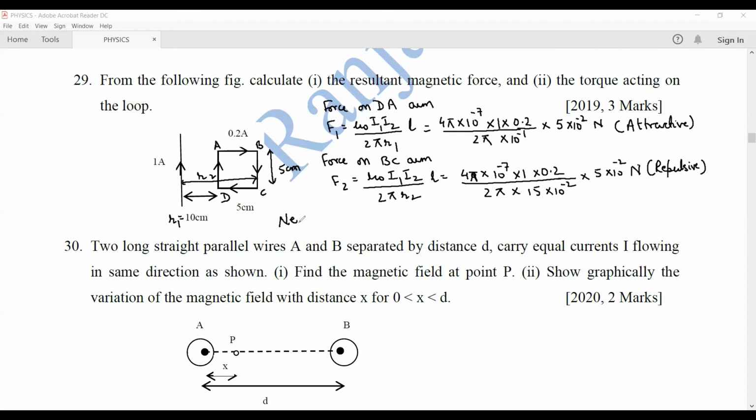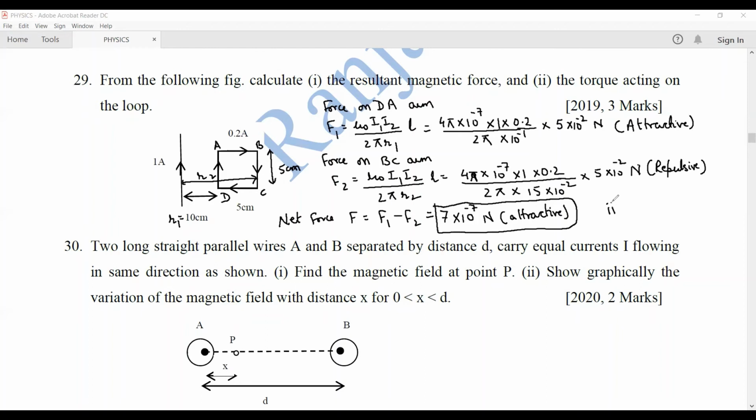Now the net force will be F equal to F1 minus F2. This is the attractive force and this is the repulsive force, so it will be F1 minus F2. On simplifying, the answer is 7 into 10 raised to the power minus 7 Newton. And this force will be attractive because the attractive force is greater than the repulsive. So the net force is as given, that is, this loop will be attracted towards the 1 ampere current carrying wire.